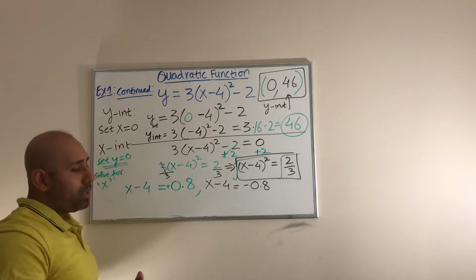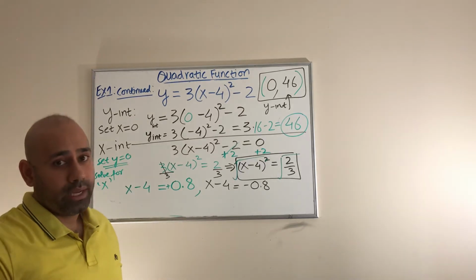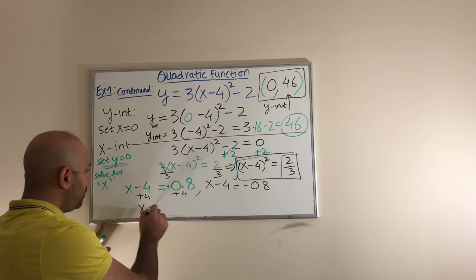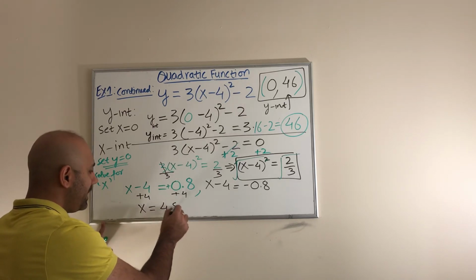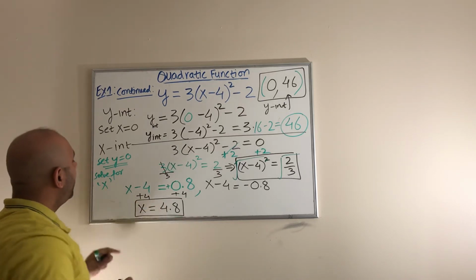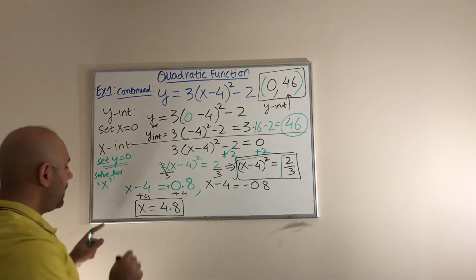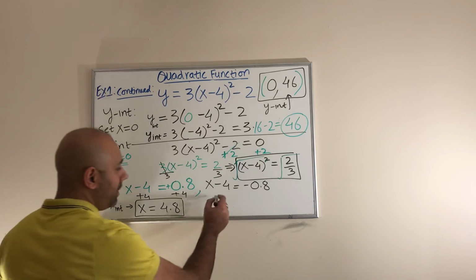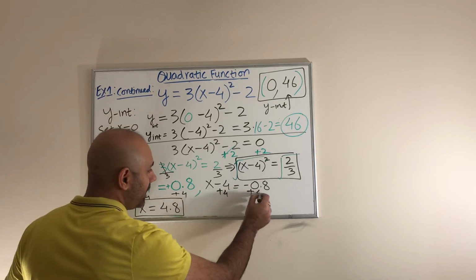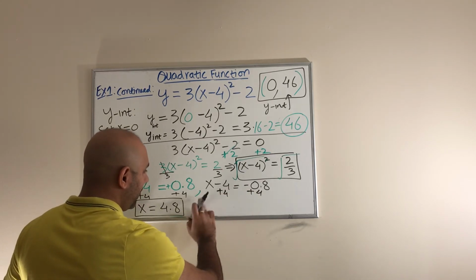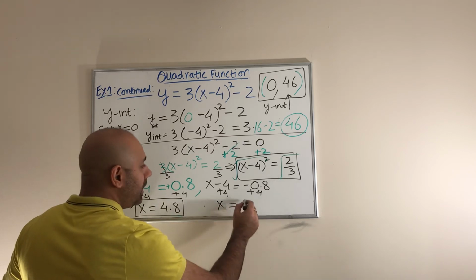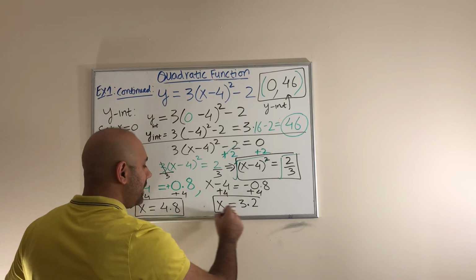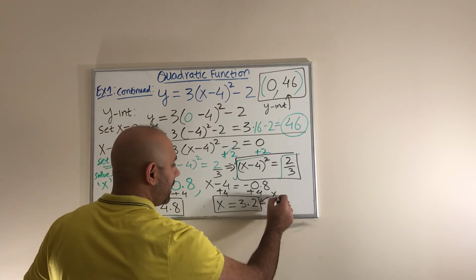And now from these two equations, we have to solve for x. So we'll add 4 to both sides here. I get x equals 4.8. That is one of the x-intercepts, right? And then from here, I have to add 4 to both sides. And I get x equals 4 minus 0.8, which is 3.2. That is my other x-intercept.